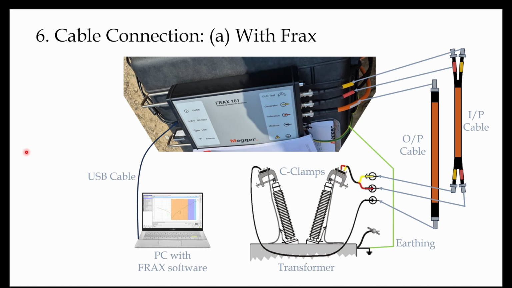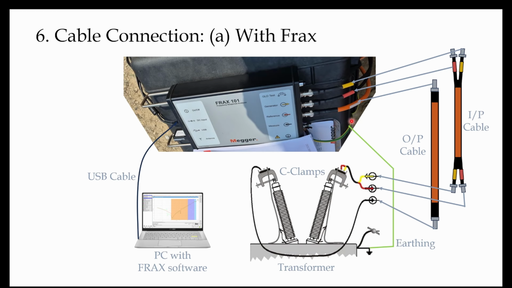Now we will see cable connection with the FRAX instrument. This is the FRAX instrument. On the right hand side, we have terminals for generator, reference and measurement. The input cable is connected with the generator and reference, and the output cable is connected with the measurement terminal.